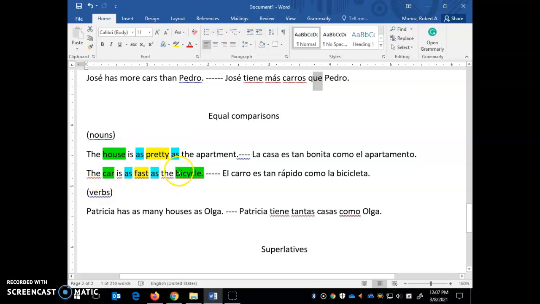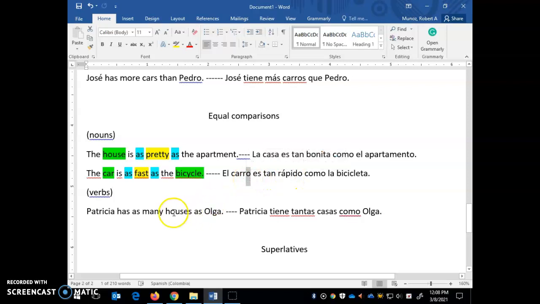How do we transfer this to Spanish? La casa es tan bonita como el apartamento. I use bonita because I'm referring to la casa. El carro es tan rápido como la bicicleta. I'm using the word rápido because I'm referring to the car. That's the word I started my comparison with. When I started with bicicleta, then I would have to change rápido to rápida. Keep in mind that since it's an adjective, it has to match the noun.